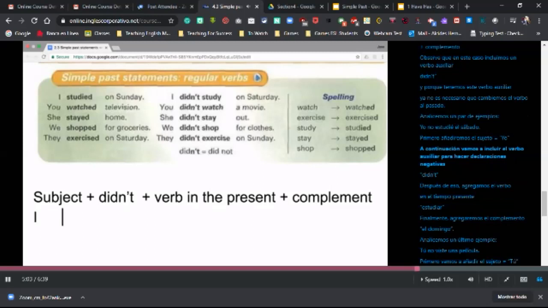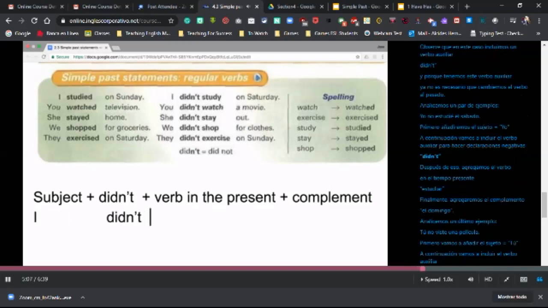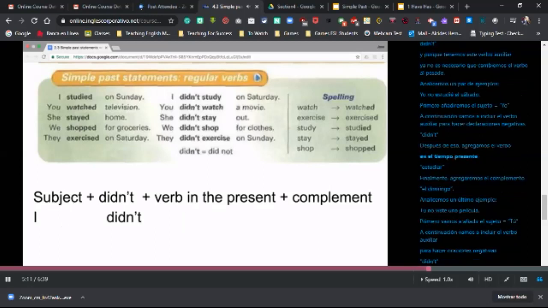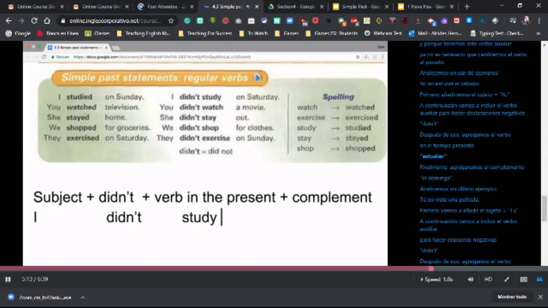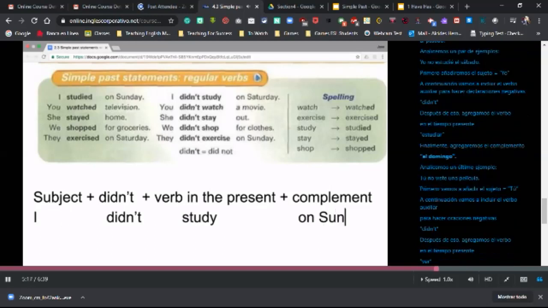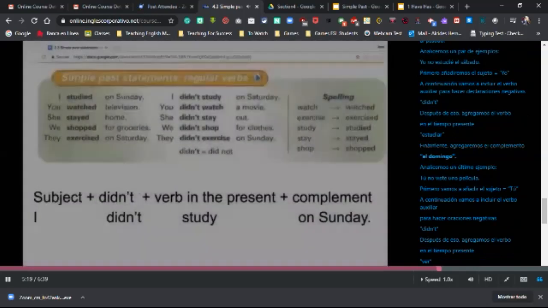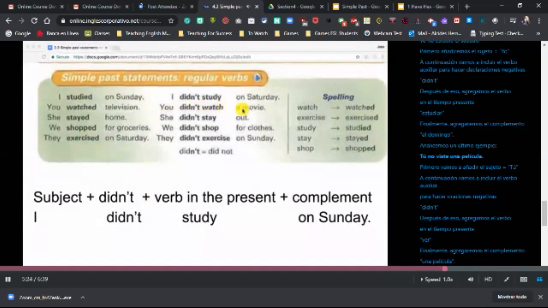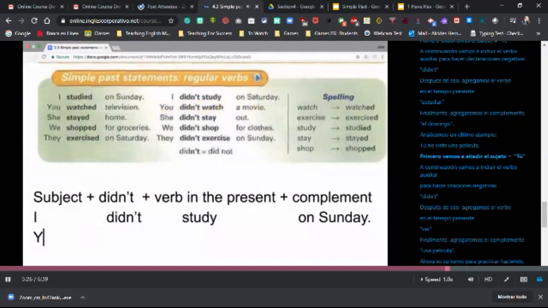Next, we will include the auxiliary verb to make negative statements, didn't. After that, we add the verb in the present tense, study. Finally, we will add the complement, on Sunday. Let's analyze one last example. You didn't watch a movie. First, we will add the subject, you.